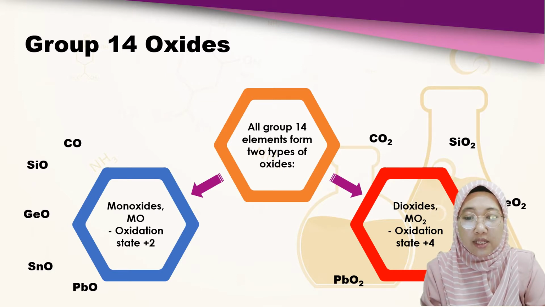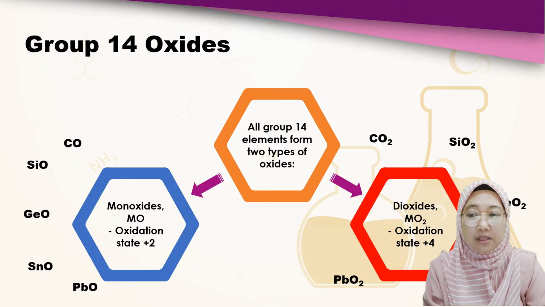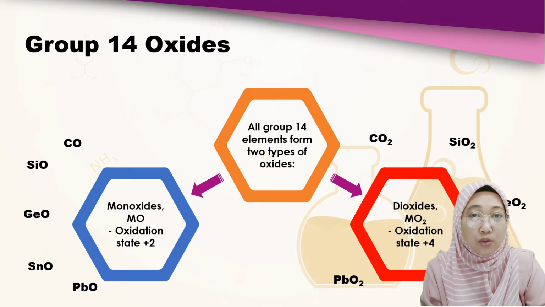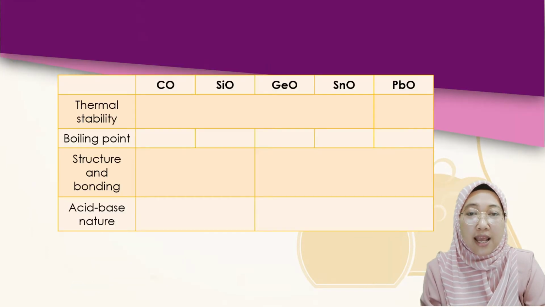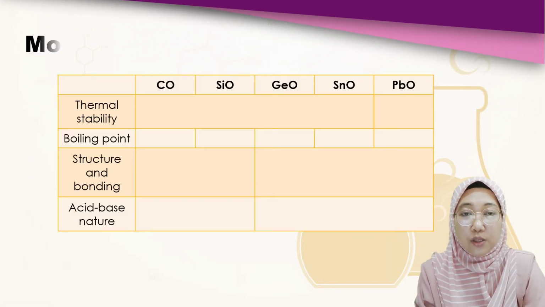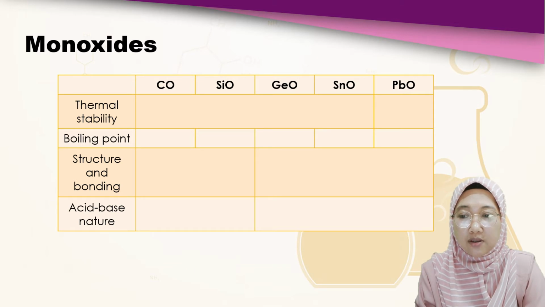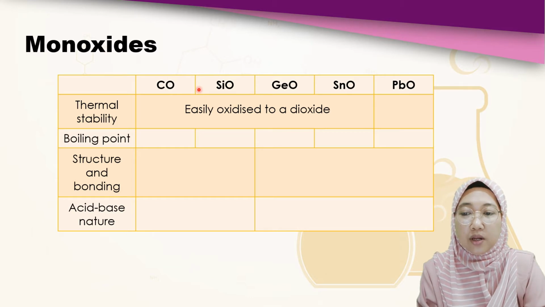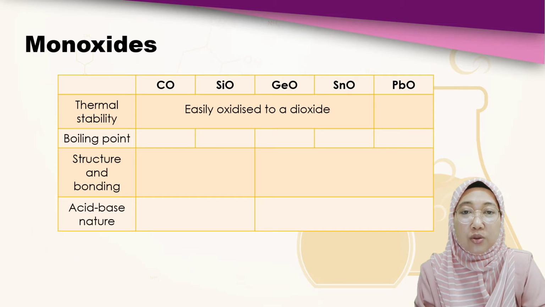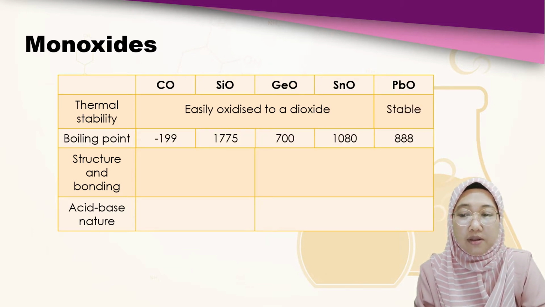Okay, so dekat sini dia tunjuk ini MO2. M represents the group 14 elements. Okay, so kita ada two types of oxide, monoxide and dioxide. Okay, first we look at monoxides. Okay, the thermal stability, okay, from carbon monoxide to tin oxide easily oxidized to a dioxide. Okay, PbO, stable. Okay, that is the boiling point.